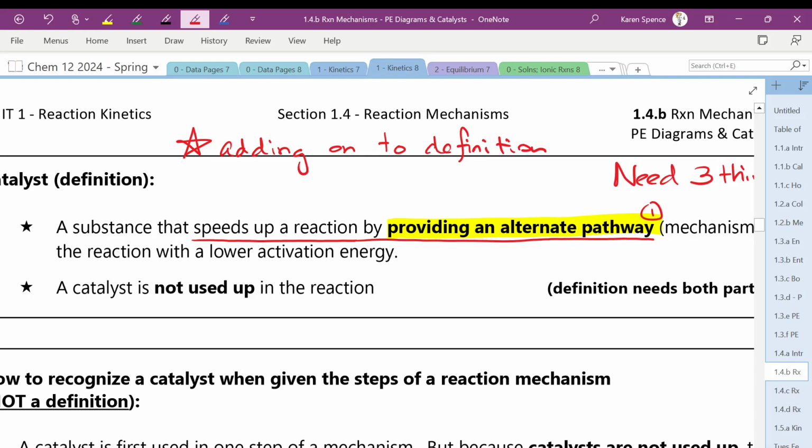And what is special about that alternate pathway? Lower activation. The alternate pathway has a lower activation energy. So that's number 2. And the new one that we have not yet talked about is number 3, is that a catalyst does not get used up in a reaction. And that's important.